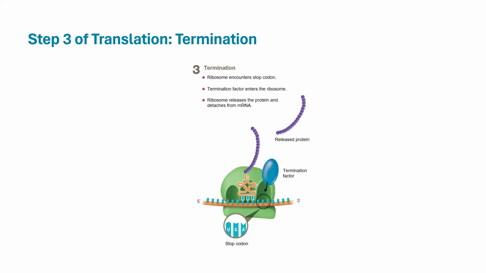And each new tRNA is going to bring in an amino acid based on the anticodon codon pairing. And then ultimately, you're going to get to a point where you're going to get to a stop codon. And at the stop codon, you're going to terminate the actual process of translation.